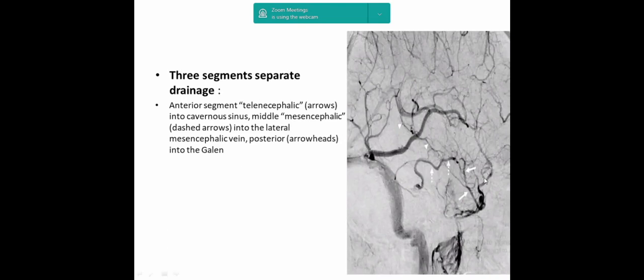And here we can see the three segments which are not connected directly. So the main anterior segment drains into the cavernous sinus, whereas the middle segment drains into the lateral mesencephalic vein, whereas the posterior segment drains into the vein of Galen.